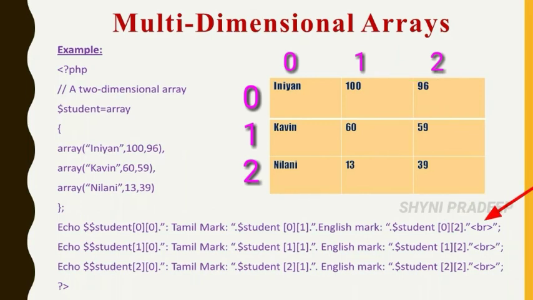Next break, go to the next line. Okay, student 1 0. What is the name? Kavin. Next Tamil mark, student 1 1. What is the mark? 60. And next English mark, student 1 2, 59. And next break, go to the next line. Next student 2 0, Nilani. And what is the mark? 13. And the next English mark, student 2 2, that is 39. So it will be printed on the output screen.